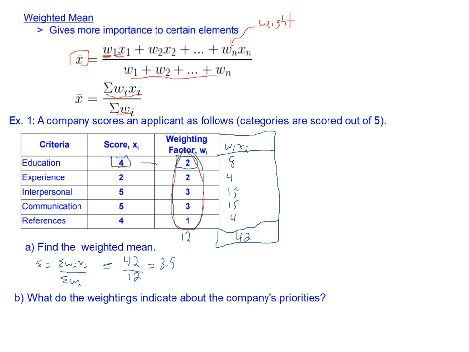Now, the second part of this question says, what do the weightings indicate about the company's priorities? Well, the fact here that the company has a higher weight, so a weight of 3 on each of these two categories, indicates that they value interpersonal skills and communications. They don't put a lot of weight into references, probably because most people who put a reference on their resume would only include people who will say good things. So that's probably one reason why they don't weight that very heavily, and obviously they think that communication and interpersonal skills are important. So there's one example of how we can find a weighted mean.